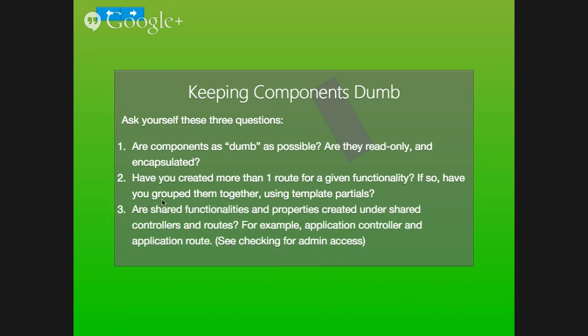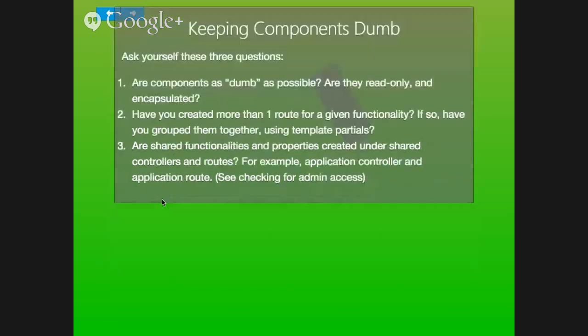Next, are shared functionalities and properties created under shared controllers and routes? For example, the application controller, and like I said earlier about sharing data between controllers, you can make it a lot easier if you just make it global sometimes.